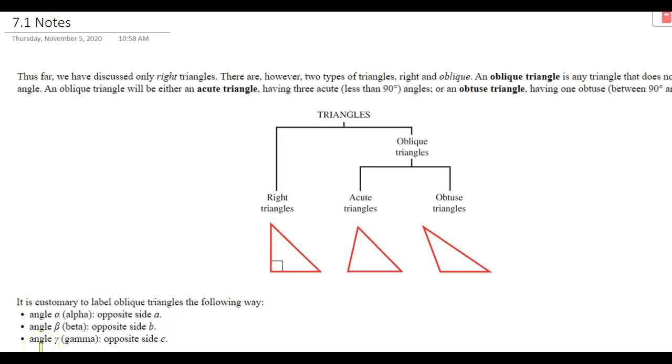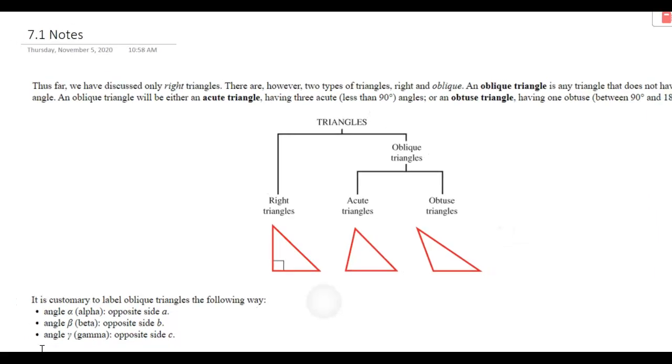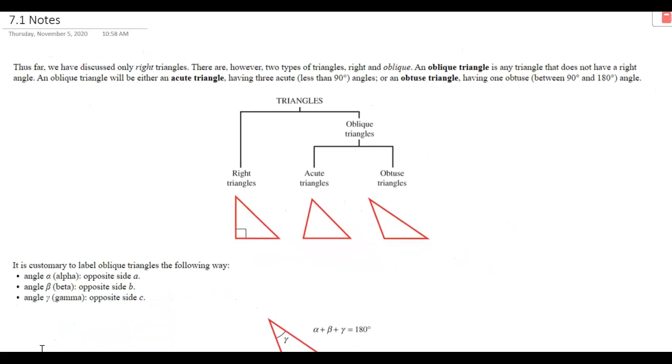Hello and welcome to Chapter 7. So Chapter 7 hopefully is going to be a little bit of a review for you. We're going to talk about laws of sines and cosines, which I know that you've seen in geometry. And so hopefully this is a nice little refresher for us.